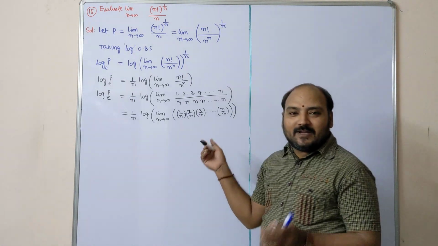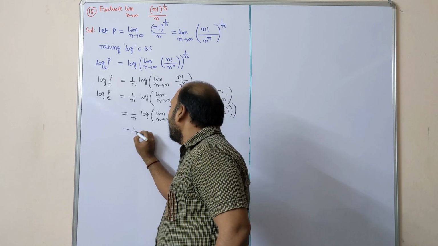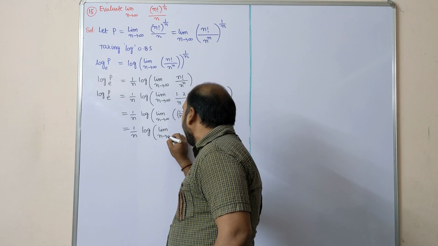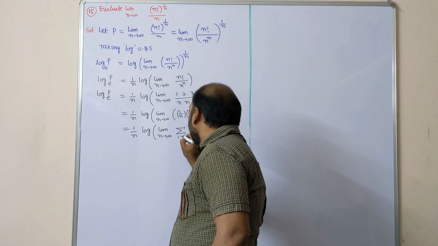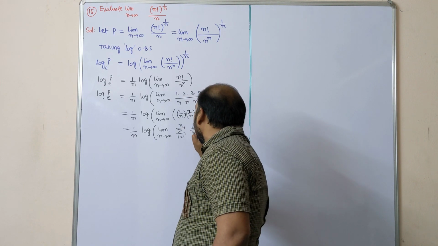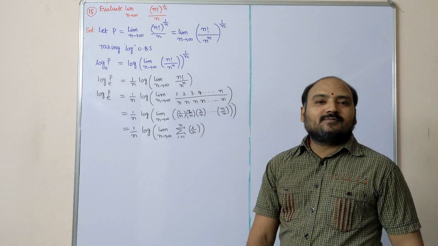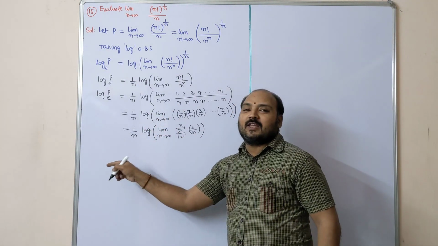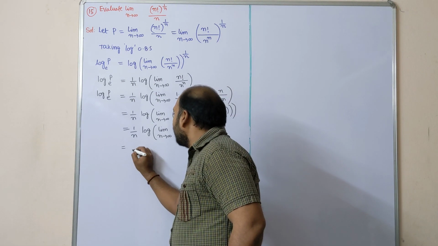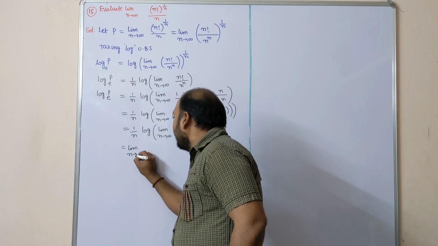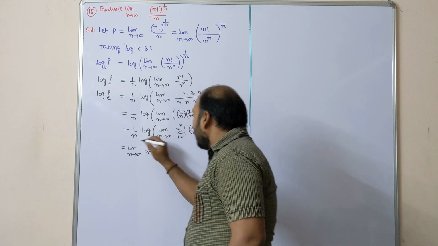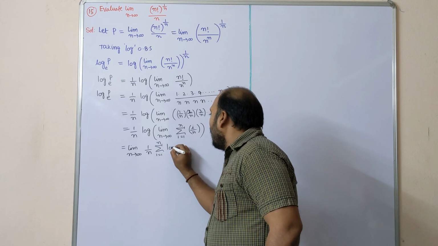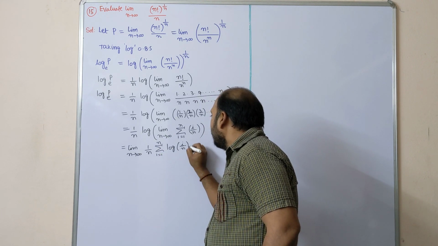So this I am going to write as sigma: 1 by n log of limit n tends to infinity, sigma i equal to 1 to n, i by n. Later on, log we are taking inside the bracket, limit n tends to infinity we are taking outside. So it becomes limit n tends to infinity 1 by n, log inside sigma i equal to 1 to n, log of i by n.